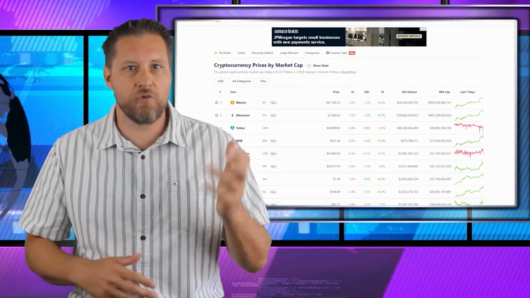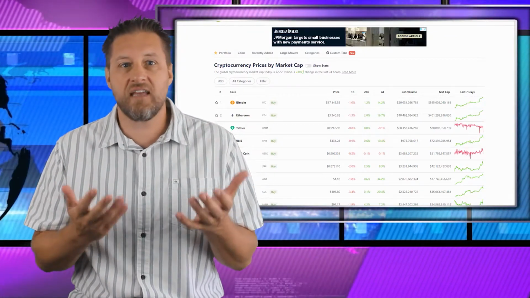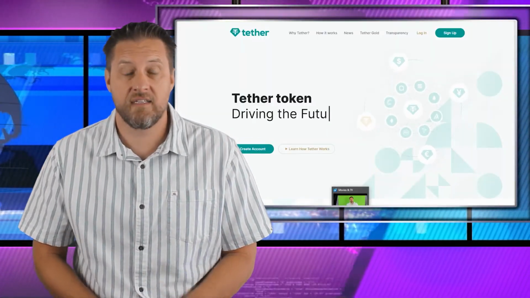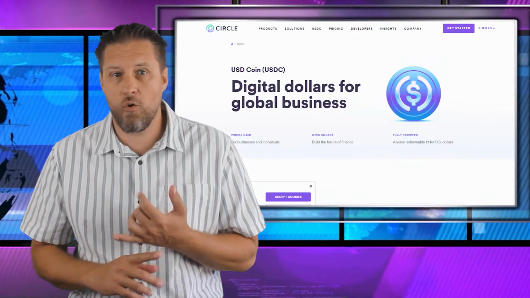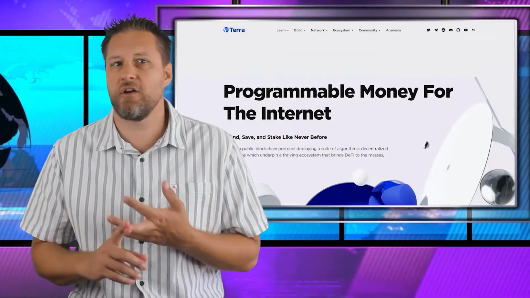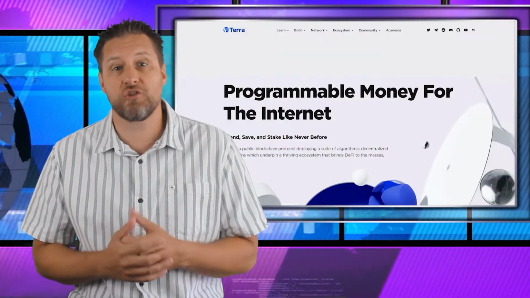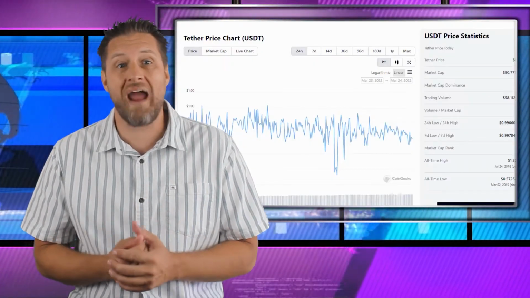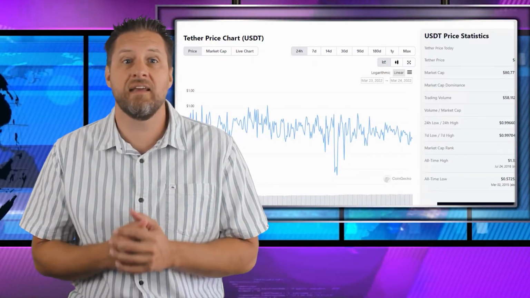So as Bitcoin and Ethereum swing up and down 10%, 20%, it stays relatively stable. As you can see, the price only fluctuates a few percent here and there, but overall, it's gonna stay pretty close to the dollar. Tether is the first stablecoin that was ever created. Since its creation, USD Coin, Binance USD, Terra USD, and a host of other stablecoins have joined the party. Tether has grown to become the most widely circulated token in existence.